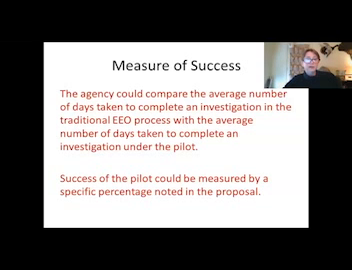And you could measure your success by the specific percentage that you note in your proposal. So, for example, if you noted that you wanted to see a reduction in average days by up to 20%, then the data could either support or not support that, but it would be an objectively measurable goal that you could collect data on and that we could measure whether or not it was successful.